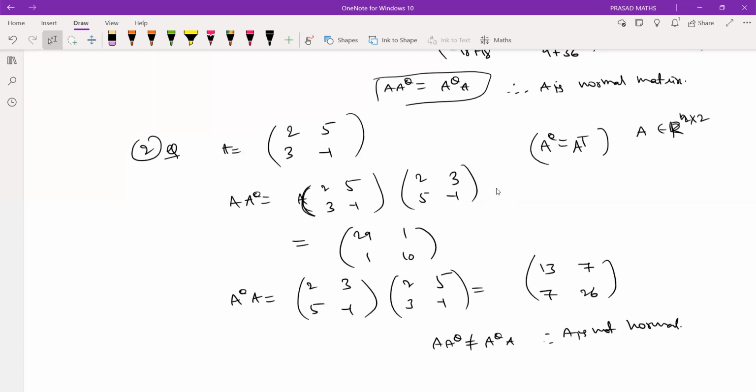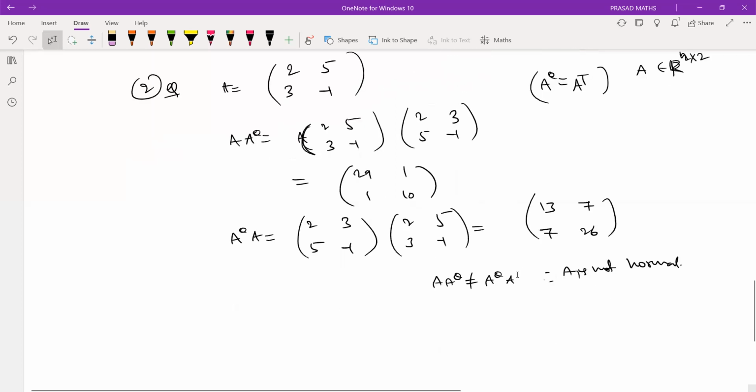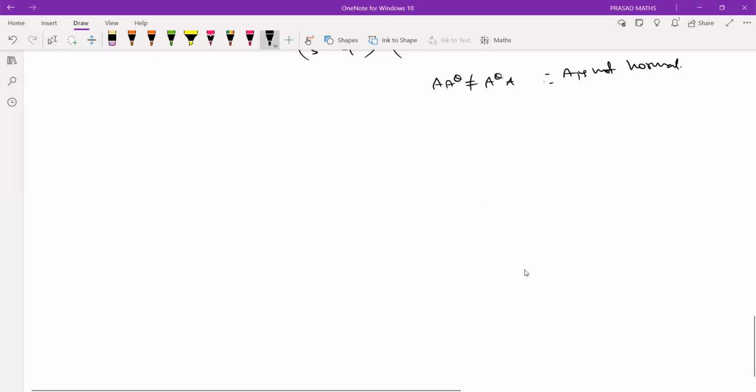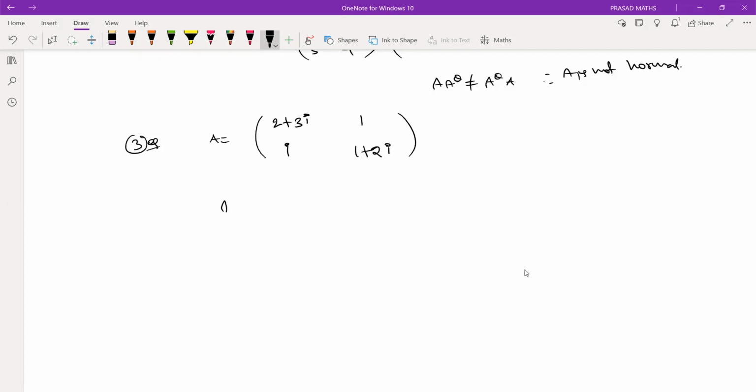Right? Now, suppose you take another example with complex numbers. A equals 2 plus 3i, 1 i, and 1 plus 2i. Right? First of all, what is A theta? Anybody? A theta is nothing but what? First of all, take the conjugate. Conjugate is nothing but minus i. This is 1 minus i, whole transpose. That means 2 minus 3i, 1 minus i, 1 minus 2i.